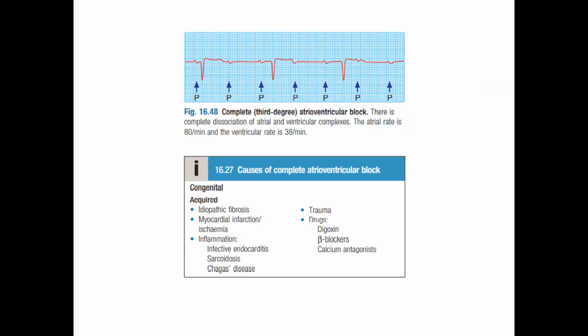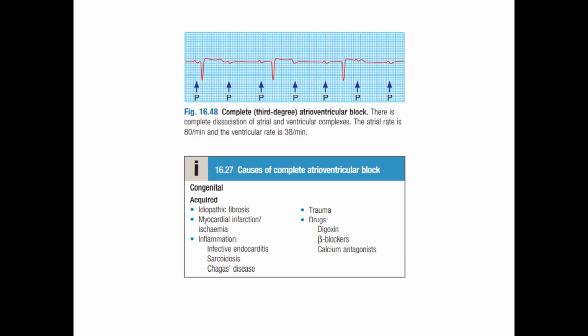Then next is complete atrioventricular block, or third degree atrioventricular block. What happens is there is a complete problem between the P wave and the QRS complex. Somewhere the QRS complex is present, somewhere it is not present, and the P wave is there, but the QRS complex takes its own course. So it is complete degree, or third degree, complete heart block.